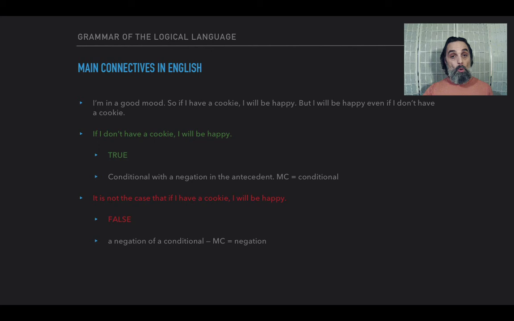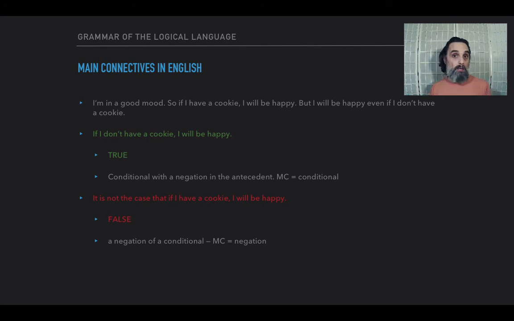In the first one, the main connective, the sentence is a conditional, which means that the main connective is a conditional, and the negation is inside. It's part of the antecedent. The second one is a negation formed by adding "it is not the case that" to the conditional sentence, "if I have a cookie, I'll be happy." So in that case, we have a negation sentence.